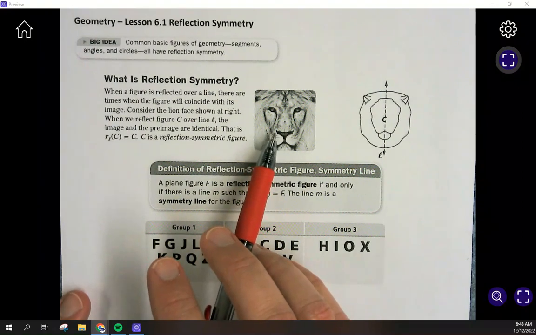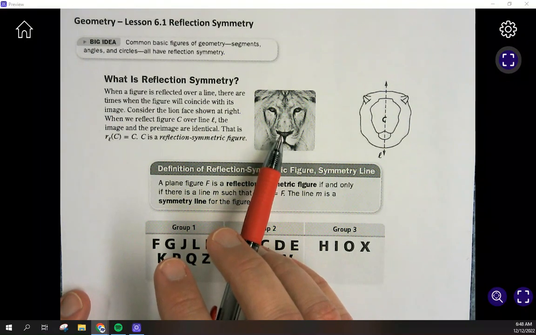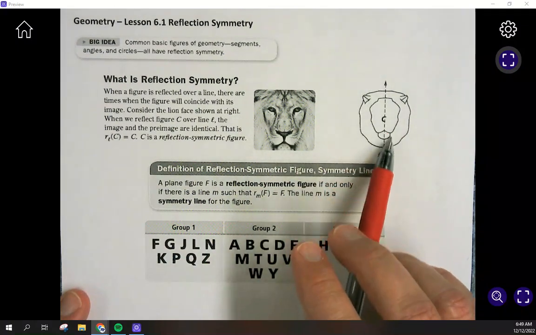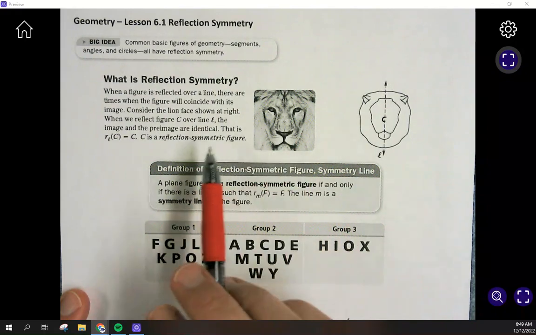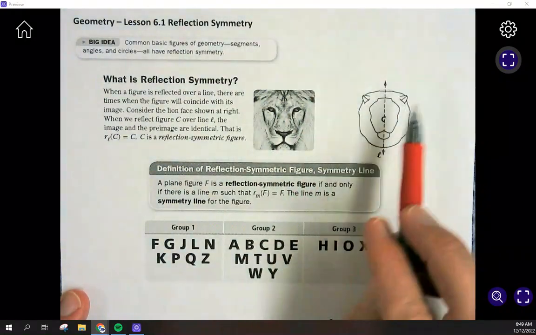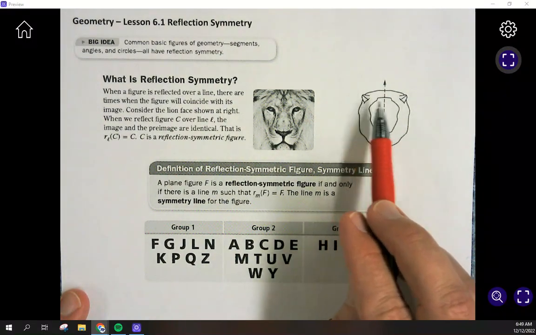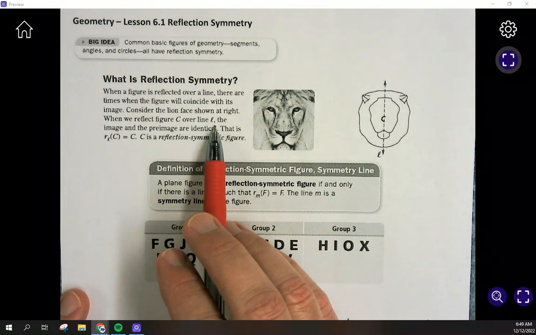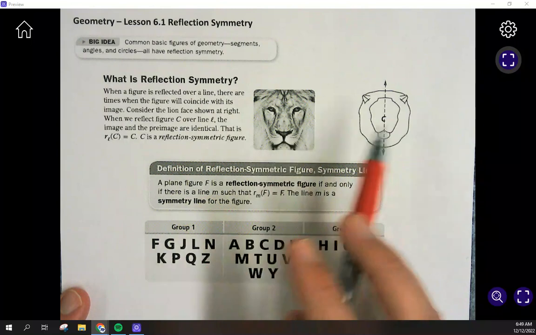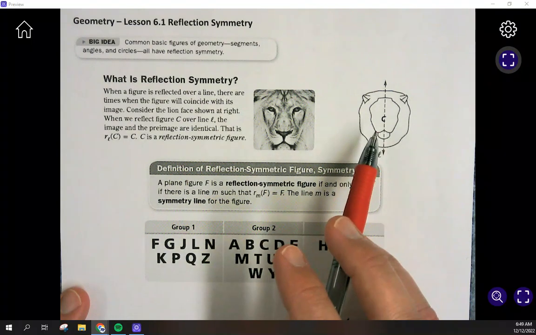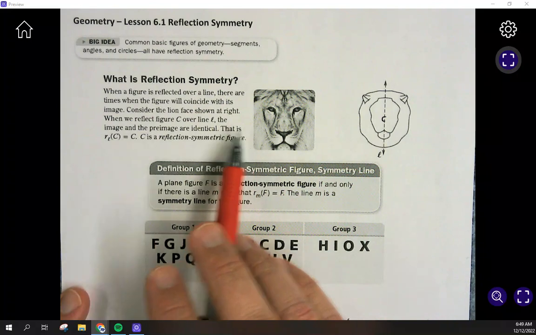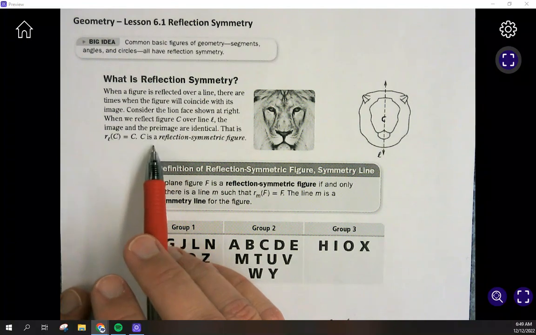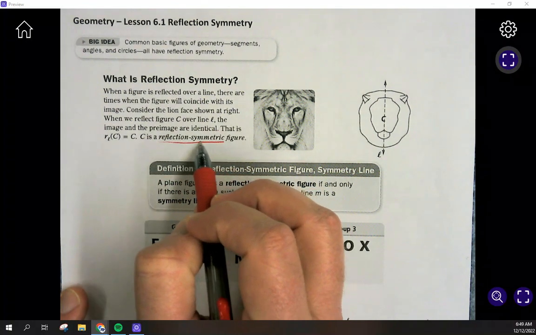So consider the lion face shown at the right. When we reflect figure C over line L, we're going to call the lion figure C. If we put line L right down the middle of this and we flip it, everything on this side comes over here, everything on this side comes over here. It basically spins around. So when we reflect figure C over line L, the image and the pre-image are identical. You end up with exactly what you started with. In terms of the notation, that is saying that reflecting figure C over line L results in figure C. Therefore, C is a reflection symmetric figure.